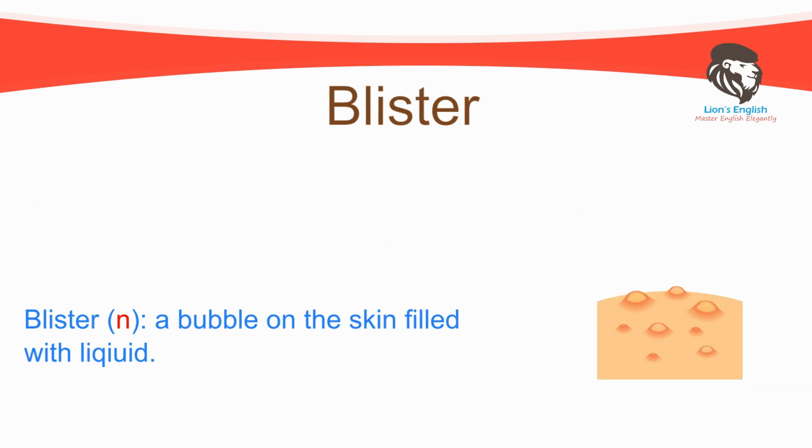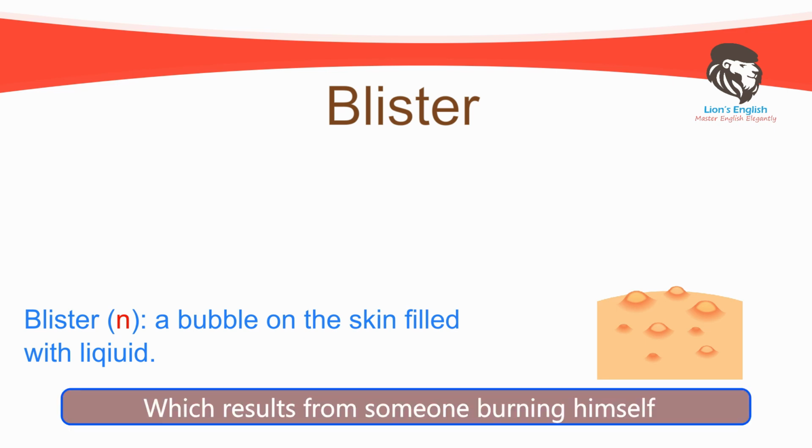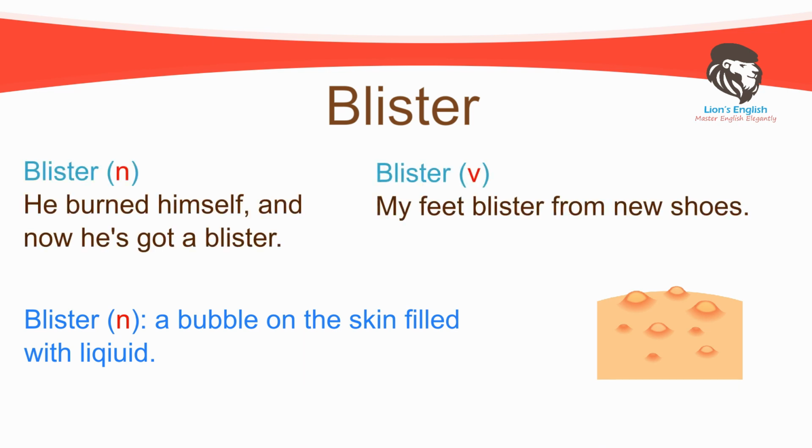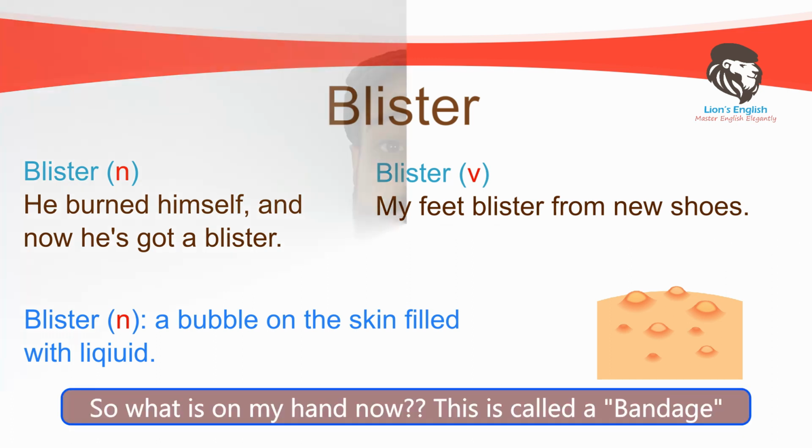A blister is a bubble in the skin filled with liquid, which results from someone burning himself or herself or something. Again, this can be a noun or a verb. For example, he burned himself, and now he's got a blister, the noun. My feet blister from new shoes. This is the verb.